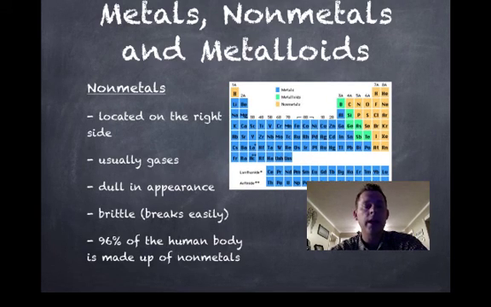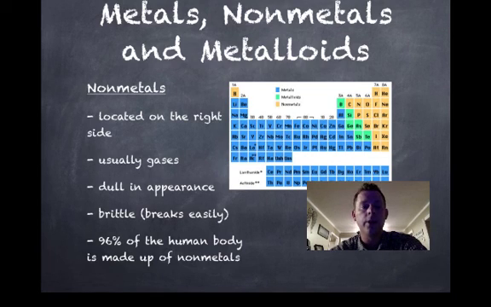Nonmetals are on the right side, usually gases. Not all of them are, but usually gases. You do need to know this. This would be a great bonus question also. Group 18, I think it's helium, neon, argon, krypton, xenon, and radon. Those are all gases. Group 18 is called noble gases, and I bet some of you already know that.